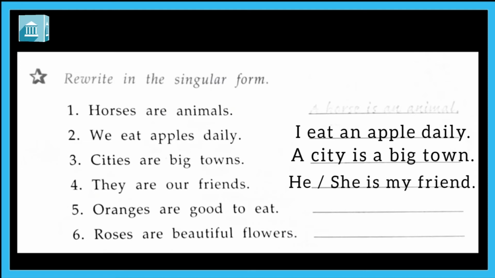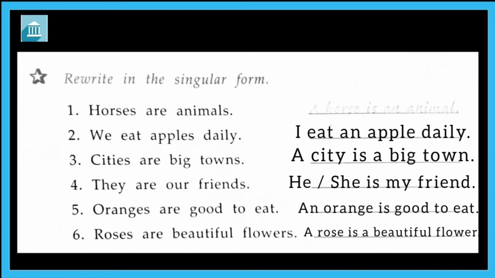Fifth one, oranges are good to eat. An orange is good to eat. Sixth one, roses are beautiful flowers. A rose is a beautiful flower. Okay.